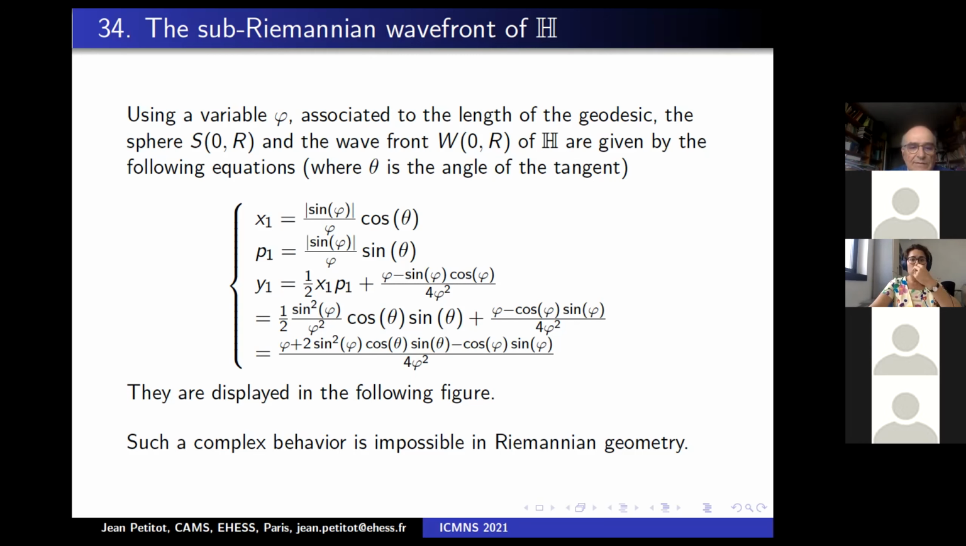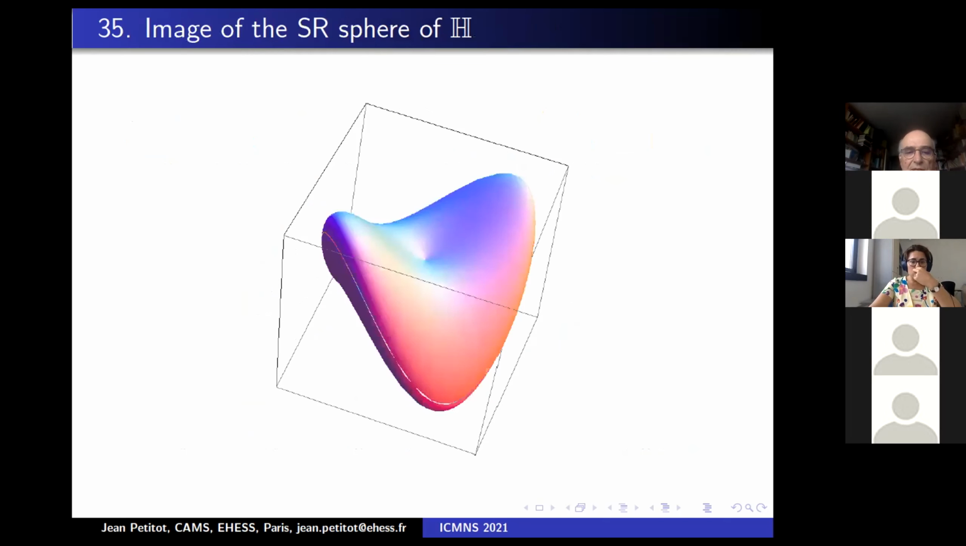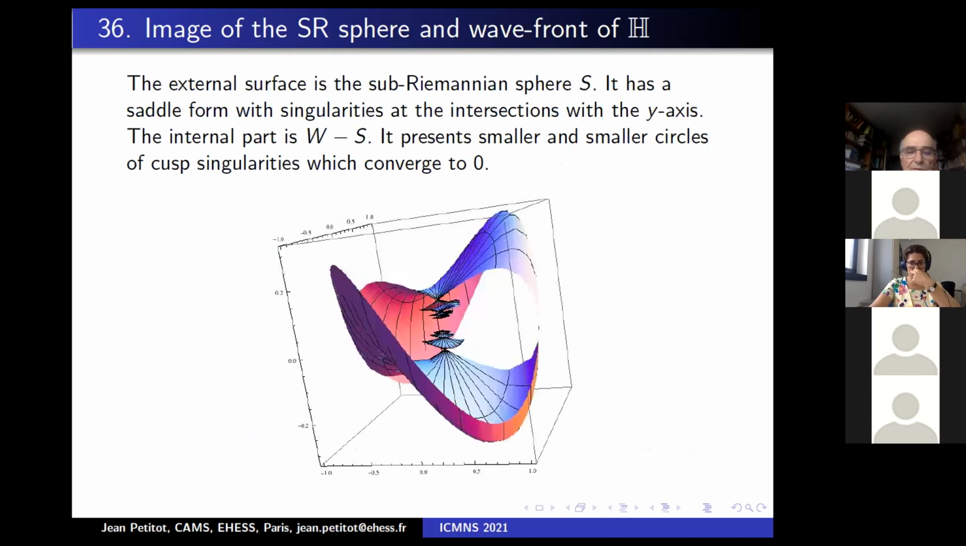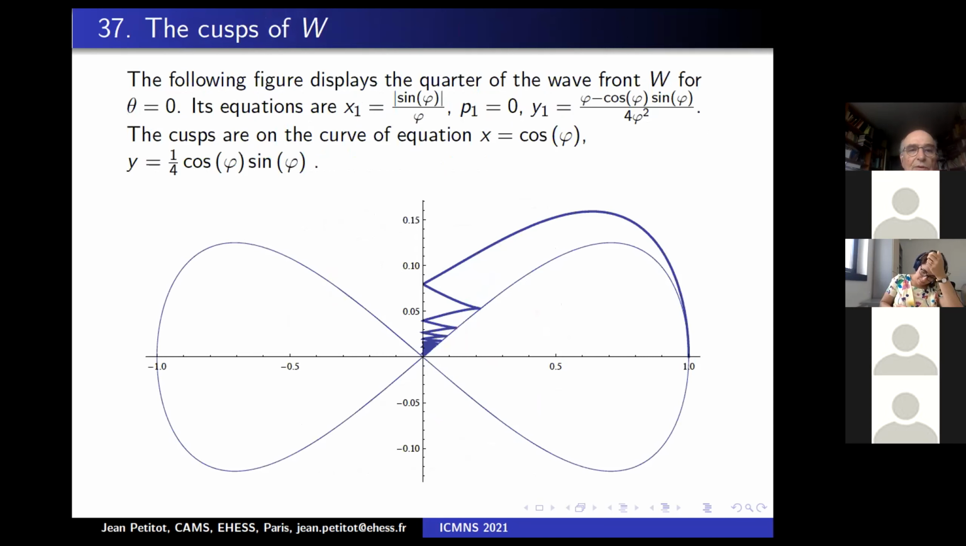They are displayed in the following figure, and such a complex behavior is impossible in Riemannian geometry. Here is a sub-Riemannian sphere, and here is an internal view of the wavefront, with the y-axis, which is a degenerate caustic, singularities on the y-axis, and smaller and smaller circles of cusp singularities which converge to zero. And the following figure displays the distribution of the cusps of the wavefront. Okay.